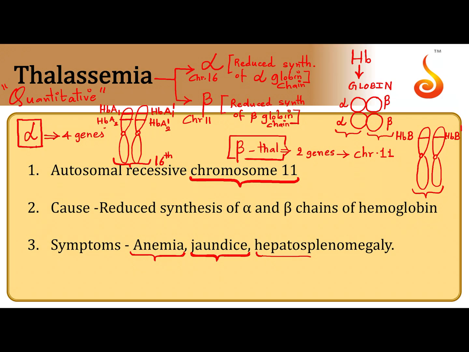And of course, because the liver and the spleen are working extra, there will be enlargement of the liver and the spleen, which is called hepatosplenomegaly. So it's important to know which type of thalassemia, how many genes and which chromosome they are associated with.